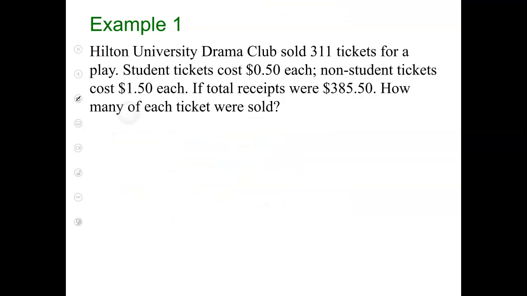Okay. So I have x plus y equals 311. I've got 0.5x plus 1.5y equals 385.50. What method do you want to use? I heard substitution first. What am I going to do with substitution? Subtract x on both sides of the first equation, and you get y equals negative x plus 311.